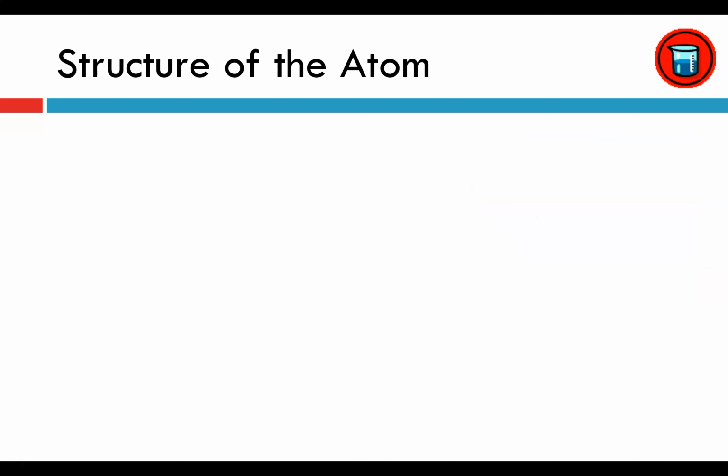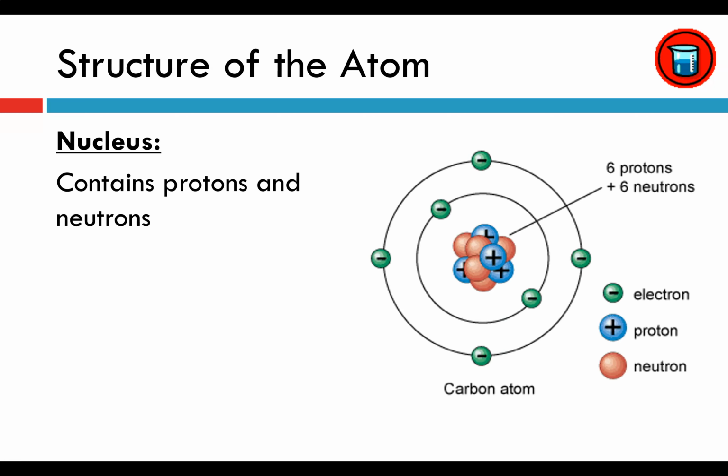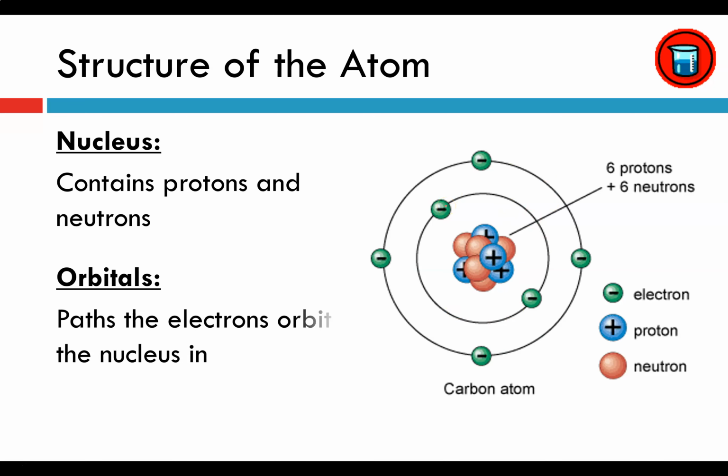So a little bit more on the structure of the atom. When we talk about the nucleus, that's where we're going to find our protons and neutrons. It's a small, dense mass at the center of the atom. These rings that we have around the atom, those are called orbitals, and those are the paths that the electrons are going to orbit the nucleus in. The electrons will not go into the nucleus. It just does not work that way.